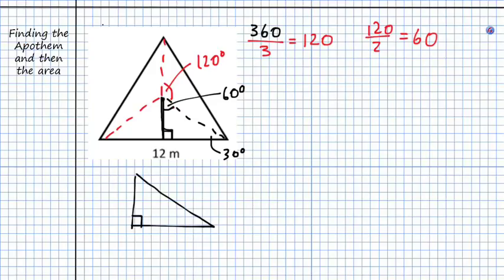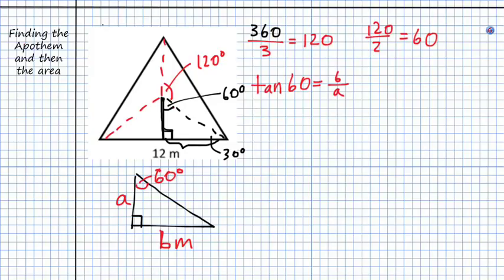All right, so I know that this length here is going to be half of 12. So I know that this length here needs to be 6 meters. And I'm looking for A, which is the apothem. Okay, well, I know this angle. I know that angle is 60 degrees. So I have the opposite, I have the adjacent, and I can use the tangent function then. So we say that the tangent of 60 is equal to 6 over A, opposite over adjacent.